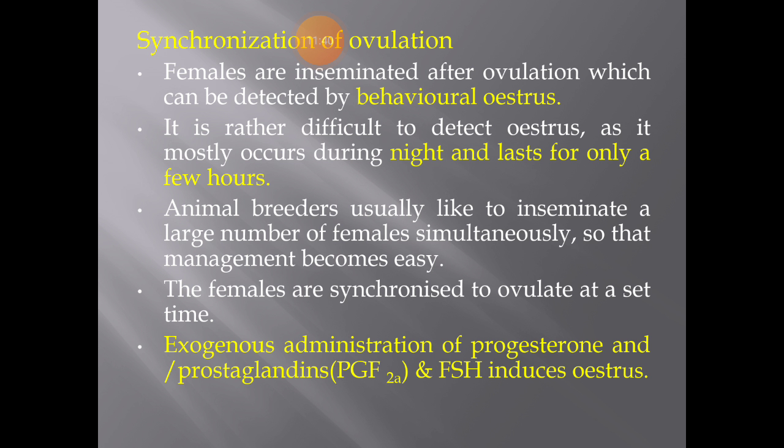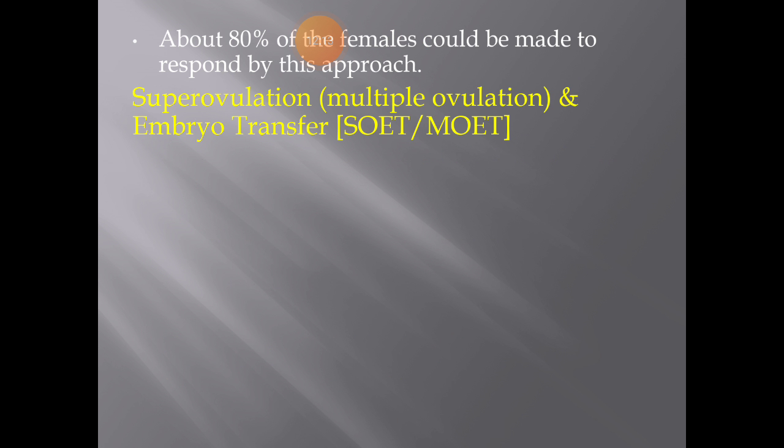But if you are planning to have synchronization of ovulation, say in 100 cows, you have to give exogenous doses of these hormones so that all the cows are brought to this estrus phase simultaneously. If you try in 100 cows, the success will be around 85%. 85 cows will come into estrus, and in all the 85 you can do this artificial insemination. So that's what I have told you. This is one technique, artificial insemination.